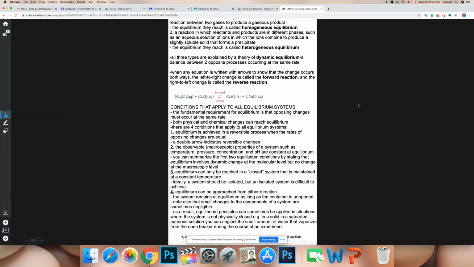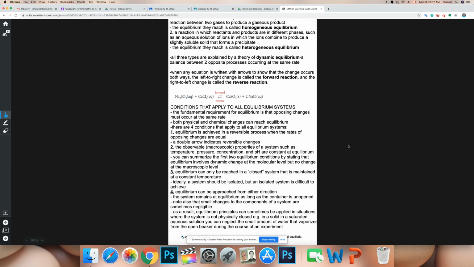So some conditions that apply to all equilibrium systems. The fundamental requirement for equilibrium is that opposing changes must occur at the same rate. So both the physical and chemical changes can reach equilibrium. There are four conditions that apply to all equilibrium systems. The first one is equilibrium is achieved in a reversible process when rates of opposing change are equal. So a double arrow indicates basically our forward and reverse reaction are happening equal and opposite.